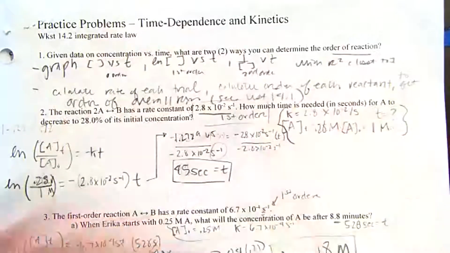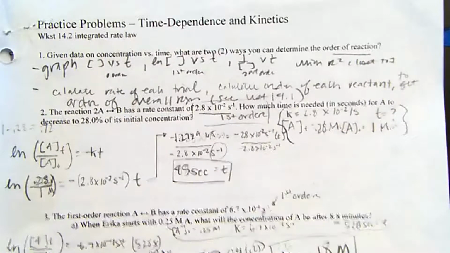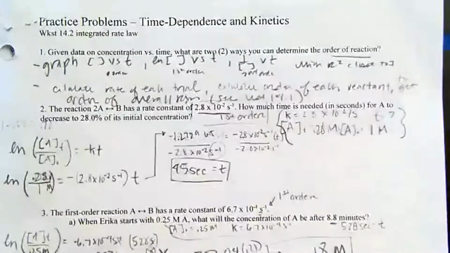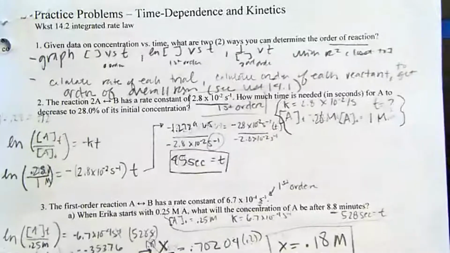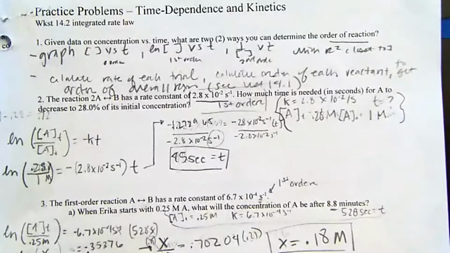Either one was from experimental data. None was from just looking at the equation. Or what we did on 14.1, calculate the rate law and add up your exponents. Okay, then we started to use our integrated rate laws.